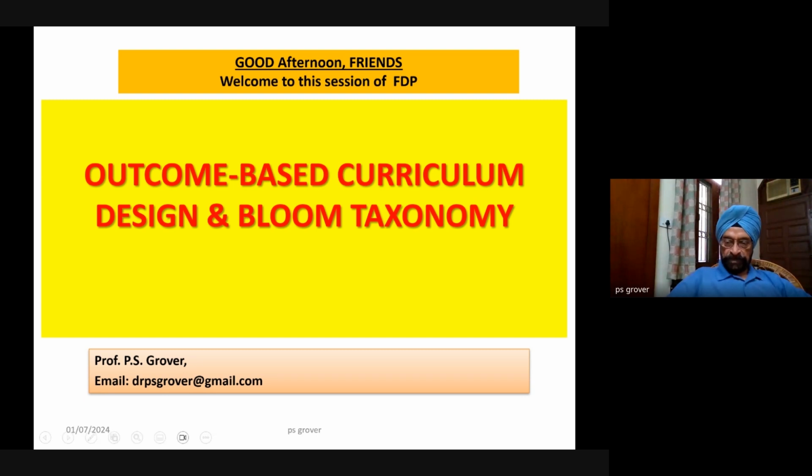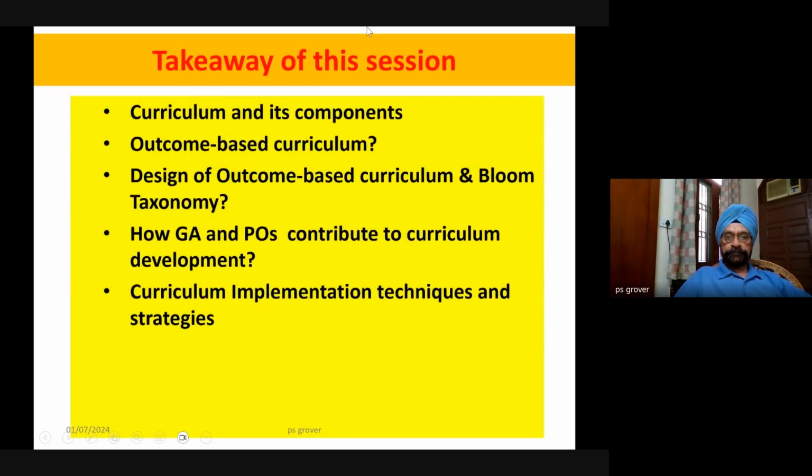The takeaway of this session will be, we shall be talking about what is curriculum and its components. Please remember, syllabus is not the curriculum. Syllabus is only one of the components of curriculum, outcome-based curriculum.